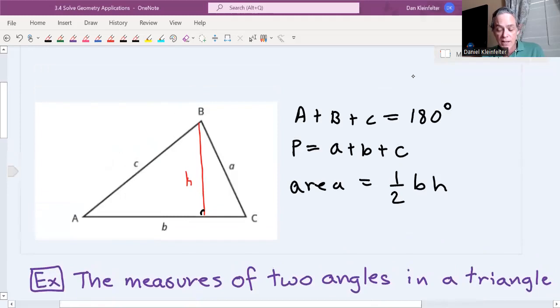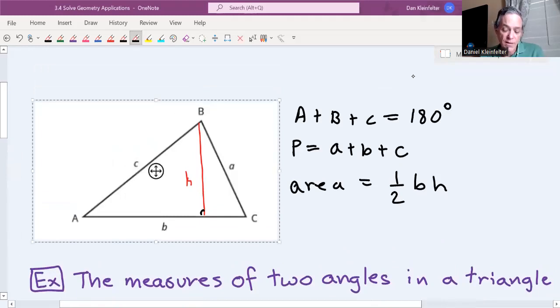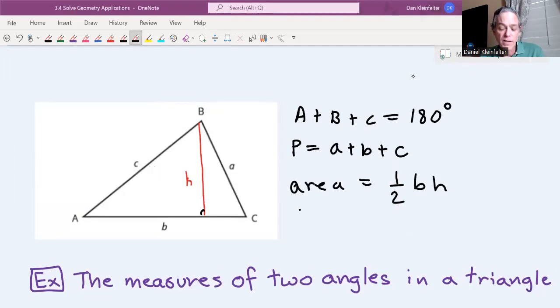The formulas that we need are, first of all, the angle sizes. A plus B plus C have to add to 180. In any triangle, the sum of the angles is 180 degrees. For the perimeter, which we'll call P, that's the sum of the side lengths, the distance around the triangle. And then additionally, we need the area for the triangle. The formula for the area is 1/2 the product of the base and the height.